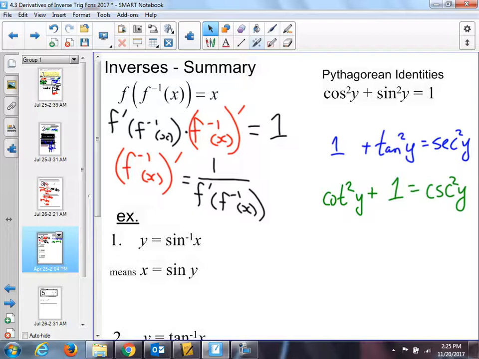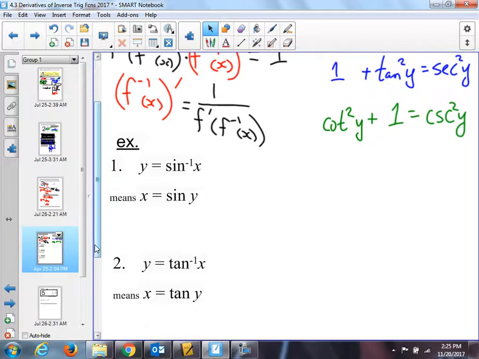I don't think you'd need any other identities in AP. I can't think of any that come across. You're not going to need double or half angle identities, and if you do, you'd probably be given them. Anyways, I can tell you how you get the double identities later if you need them.